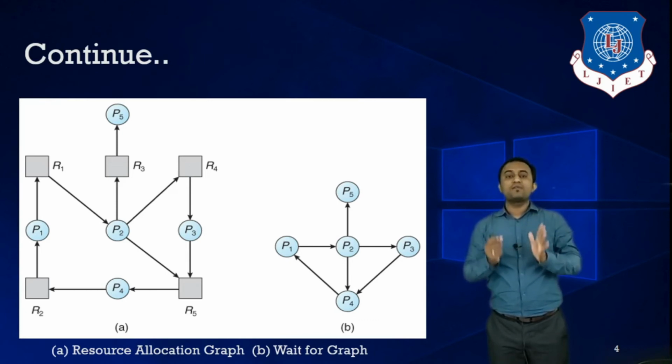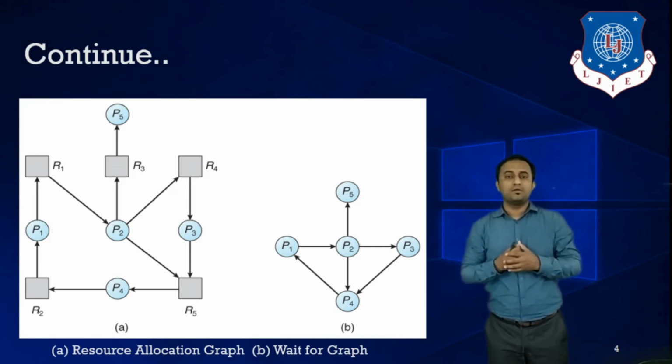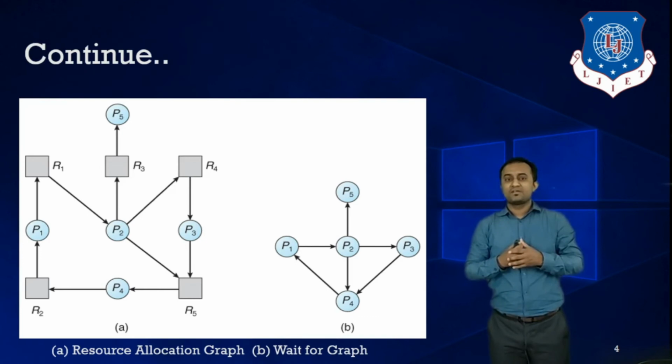But if you are talking about multiple instances of resources, and a loop or cycle is found, then the deadlock may or may not be present. We cannot confidently tell that the system contains a deadlock. So this particular strategy, technique or algorithm works specifically on single instance type of resources. It won't work for multiple instances of resources.